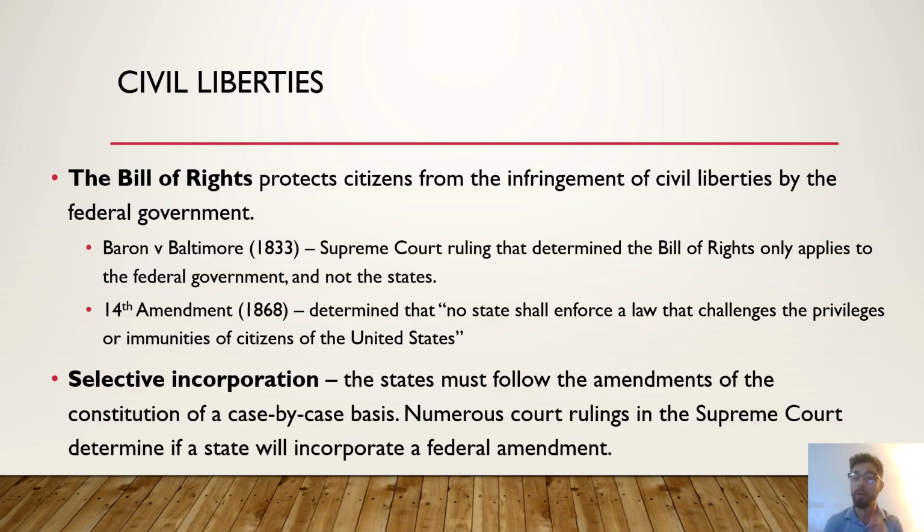So we see Barron v. Baltimore was a Supreme Court ruling that determined that the Bill of Rights only applied to the federal government and was not a legal code that restricted state governments. So due to the 1833 ruling in Barron v. Baltimore, there was an identified need for something called selective incorporation. This is where, on a case-by-case basis, the Supreme Court, in rulings that contradict and overturn the ruling provided in Barron v. Baltimore, determined that each of our Bill of Rights actually applies not just to our federal government, but also to our state governments.